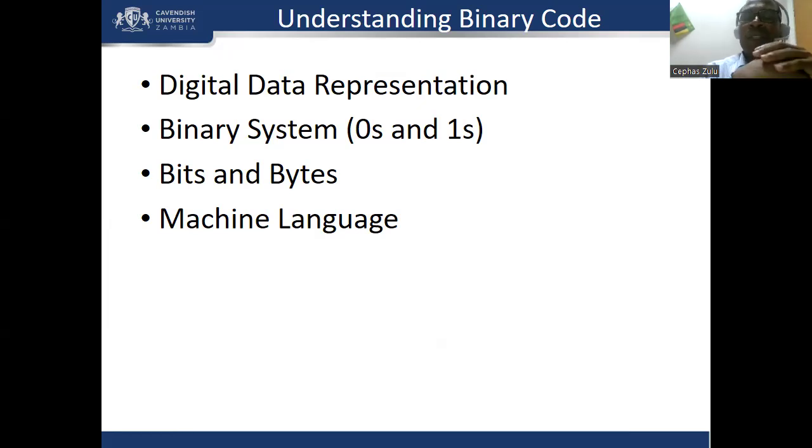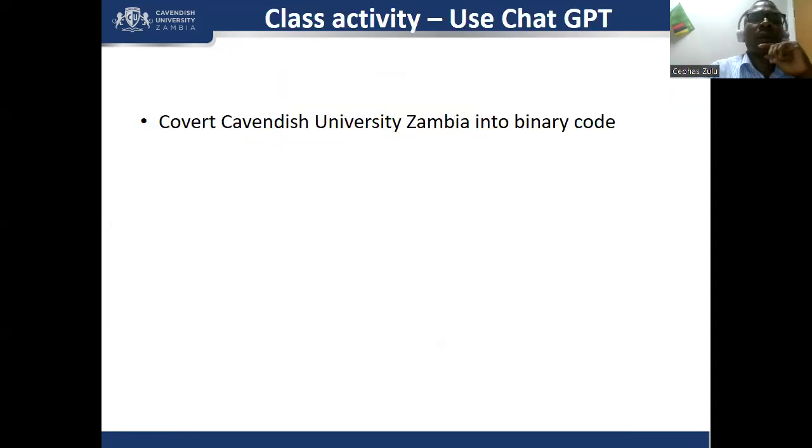Now, when you combine those ones and zeros to create a word that a computer can interpret, binary words are called bytes. And this is what is known as machine language. So the machines understand this. So here's an exercise. Take this word, convert Cavendish University Zambia into binary code. You get this instruction, you type into ChatGPT. Then it is going to show you the ones and zeros. For example, there'll be 8 characters representing C, 8 characters representing A, 8 characters like that. So that's the way the computers understand ones and zeros.